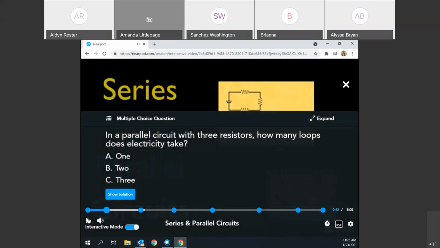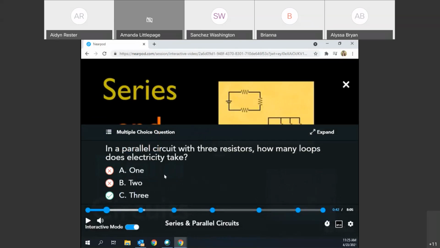Now, all right, so in a parallel circuit with three resistors, how many loops does it take? Well, what do you guys think? Some of you say C. Let's check it out. Good. All right, three of those. So what this is introducing to you guys is the difference between these circuits.